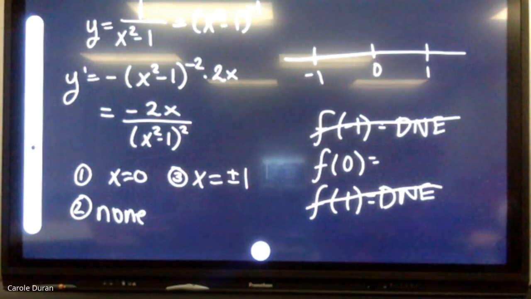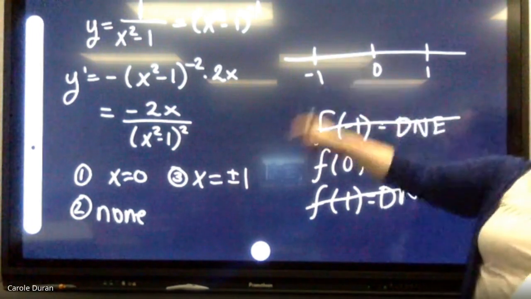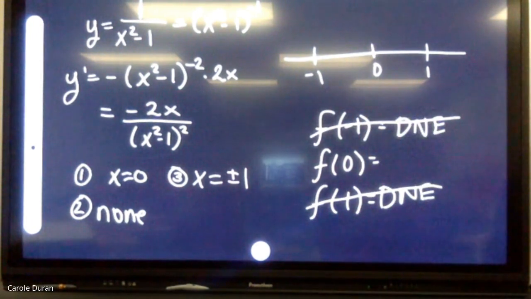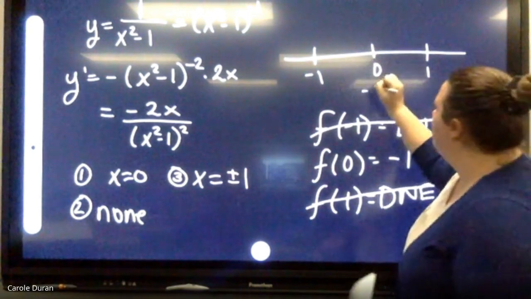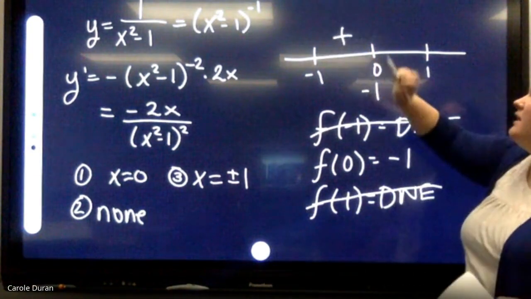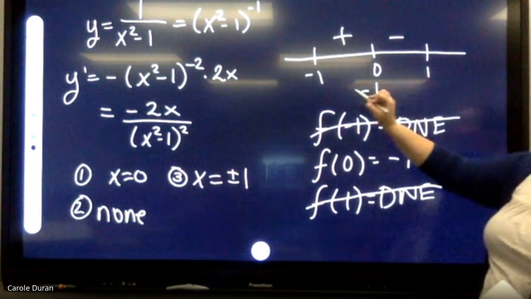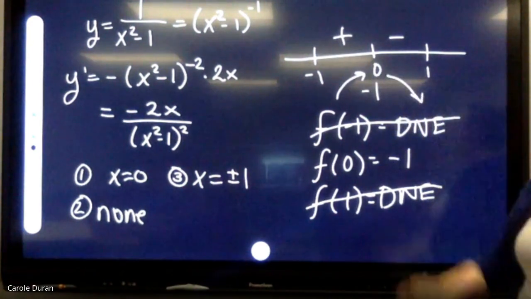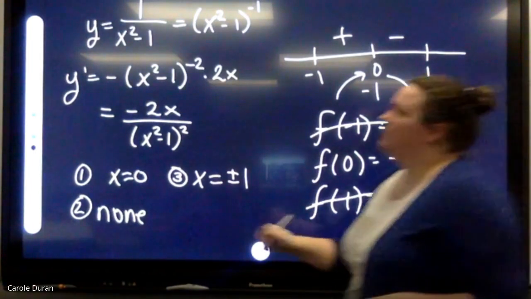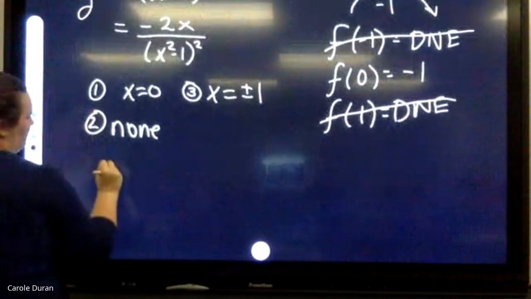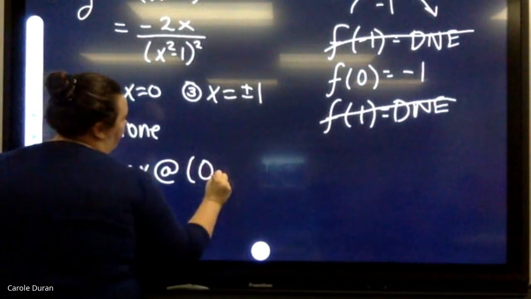Since I'm down to 1 possible, I will either have a maximum or a minimum. I will not have both. So I take the 0 and I plug it back into that original function, and I get what? I get -1, which means 0, -1 is either a maximum or a minimum. To test this, I need to plug in numbers on either side. So when I do that, I get a positive on the left and a negative on the right, which means going into 0, it was going up, and coming out of 0, it was going down, which makes 0 what? A maximum. So then my max is at 0, -1.